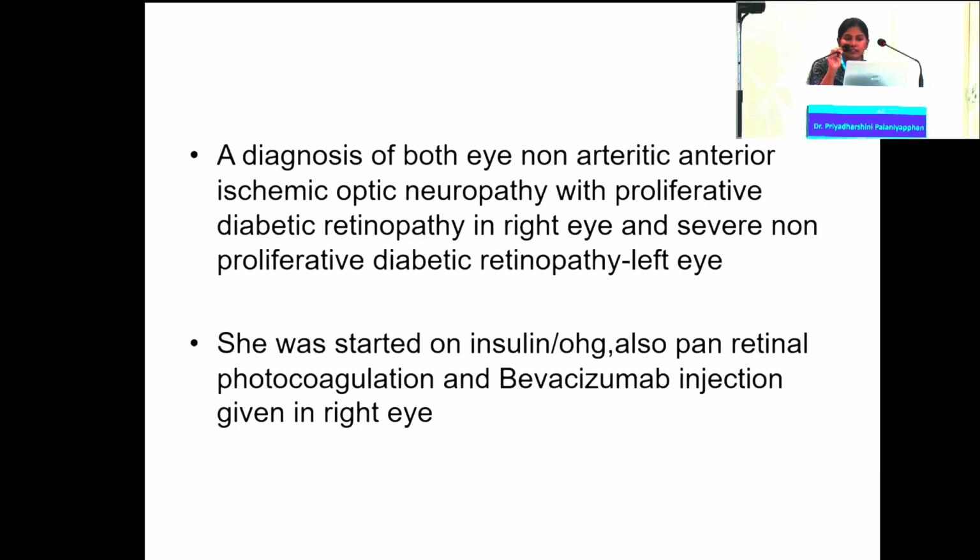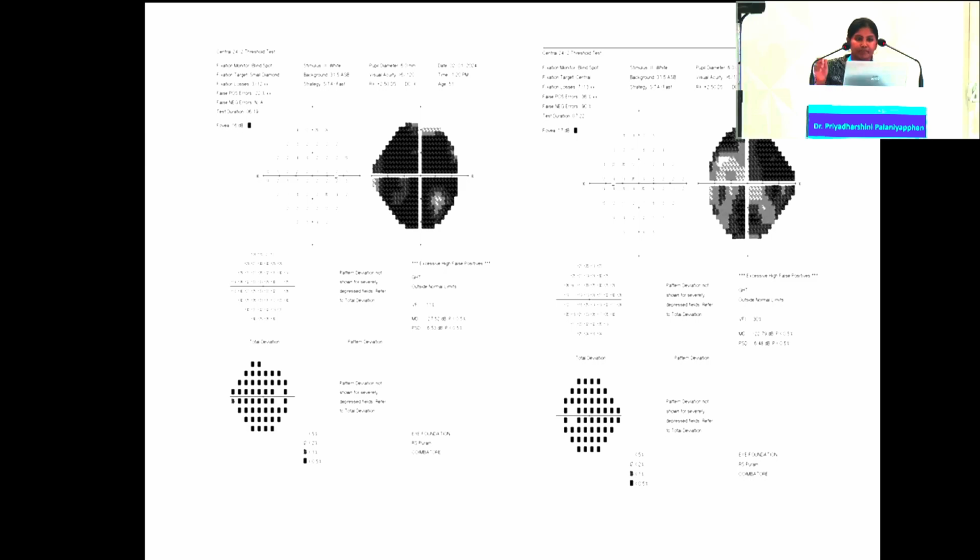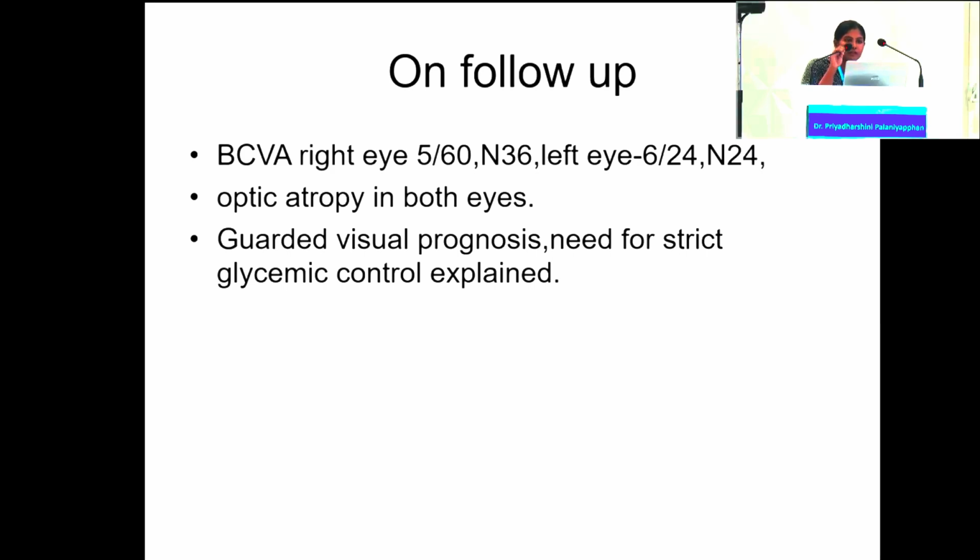She was started on systemic medications, insulin and oral medications, and laser was done in the right eye, and an anti-VEGF bevacizumab injection was given in the right eye. Her field defect at the last visit showed severely depressed fields. On follow-up, her vision improved to 5/60 and 3/6 in the right eye, and the left eye improved to 6/24 and 2/4. There was a pale disc in both eyes.